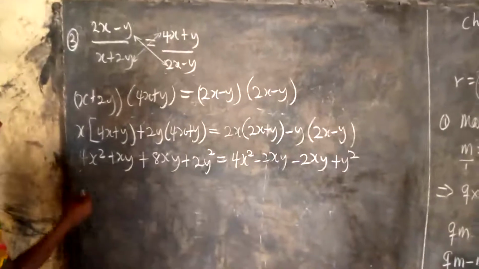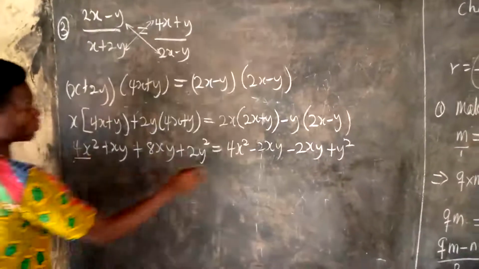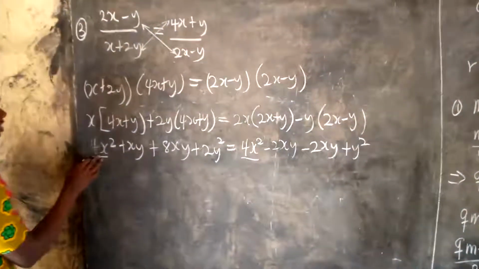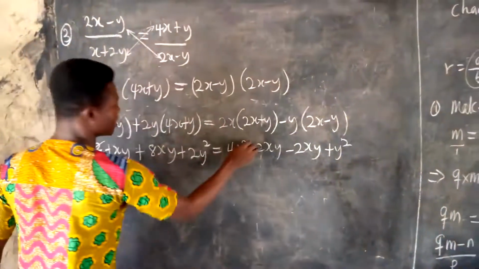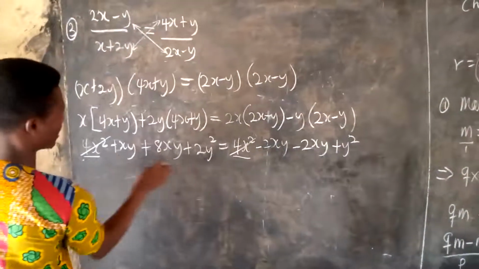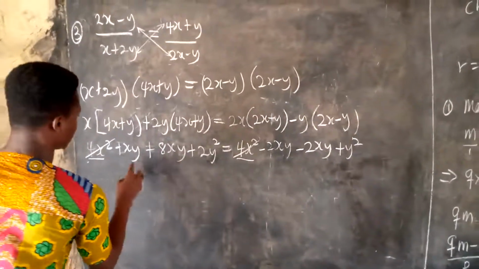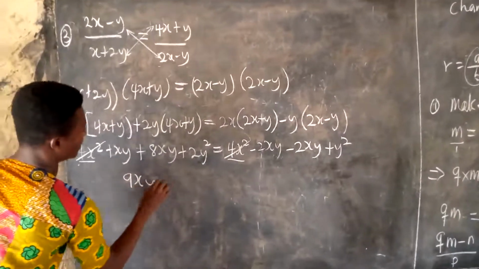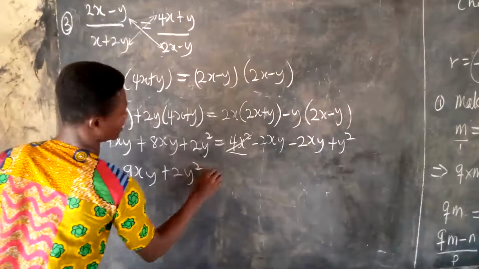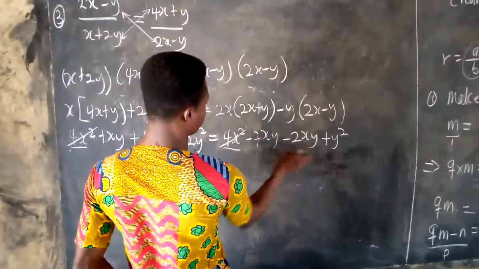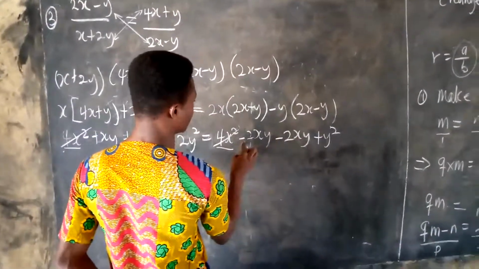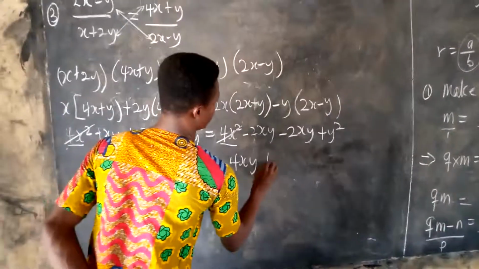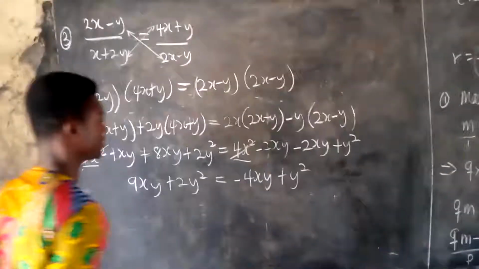In a simple form you can see some terms are common here: 4x squared, 4x squared. So when we send this 4x squared to this place, automatically they cancel out and become 0. So here we can add up these expressions. xy plus 8xy will give us 9xy plus 2y squared. It's now equal to, we can also add this one and this one together, so we get negative 2xy minus 2xy, which will give us minus 4xy plus y squared there.